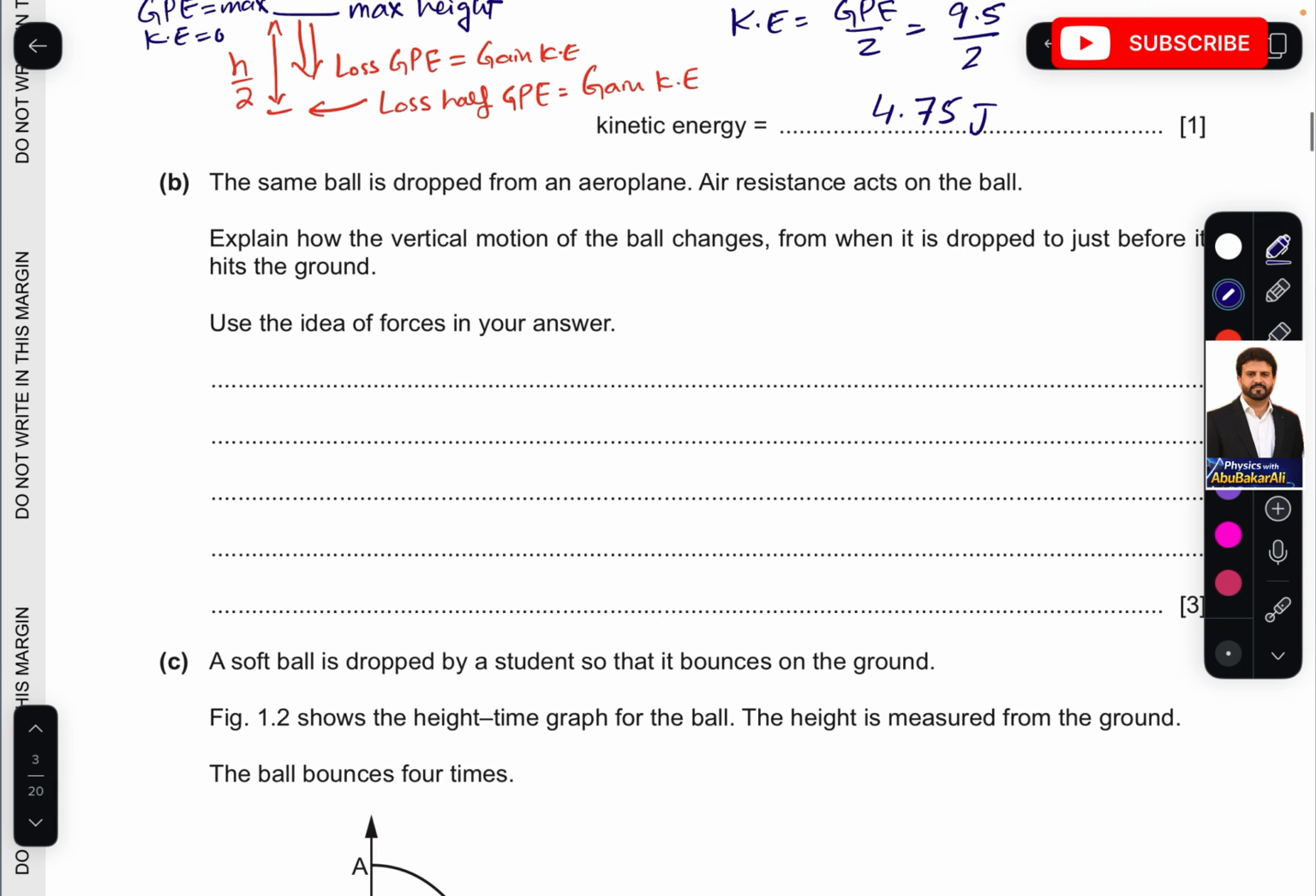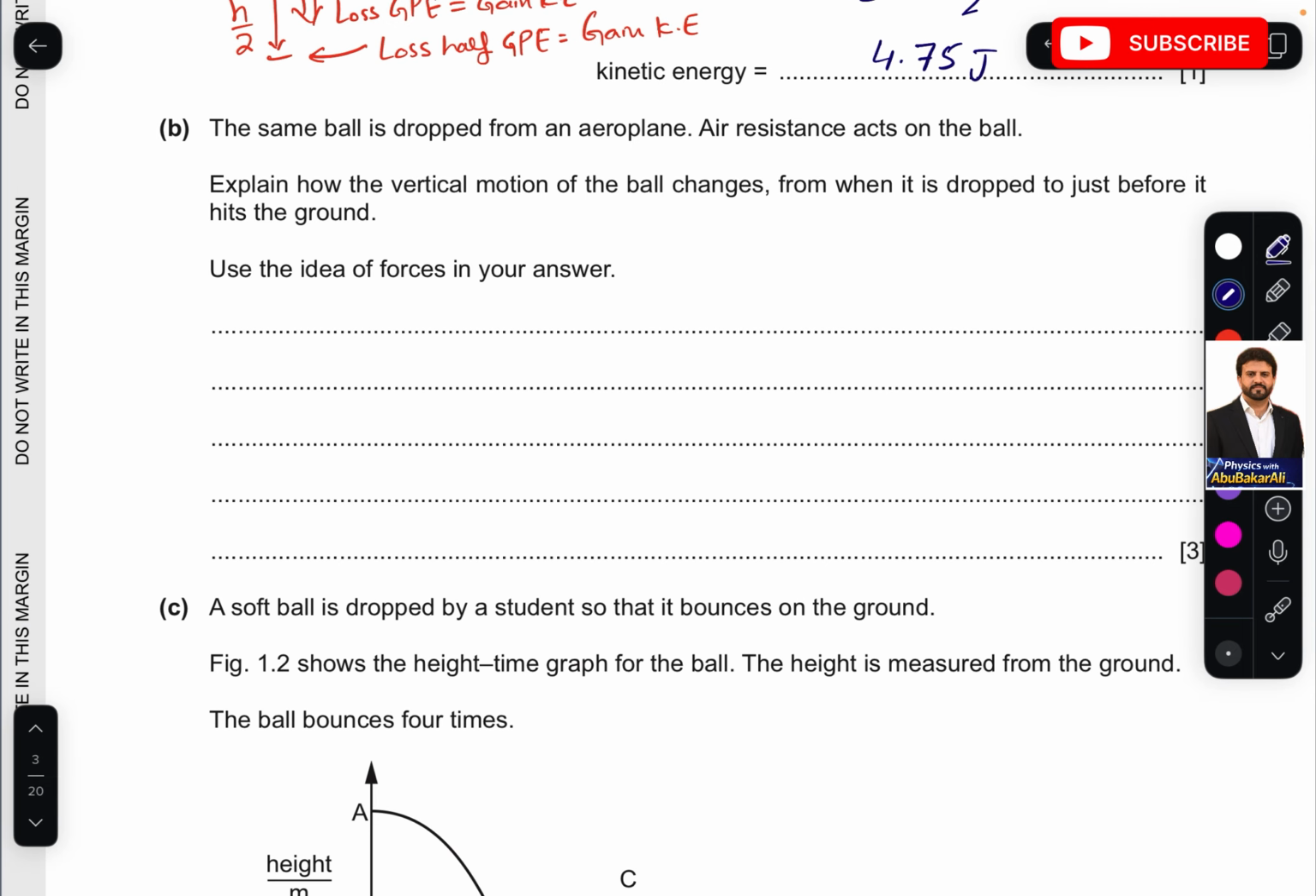Next part, the same ball is dropped from an aeroplane. Now there is air resistance acting on the ball. Explain how the vertical motion of the ball changes from when it is dropped to just before it hits the ground. Use the idea of forces in your answer.